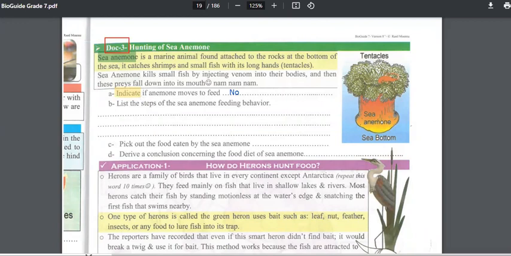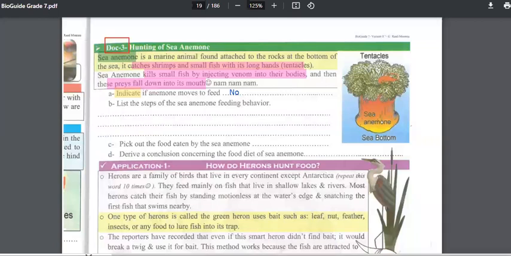What do they do? First, they catch the prey with their long tentacles. Second, they kill them by injecting venom into their bodies. And third, the prey fall down into the mouth of the sea anemone, right?